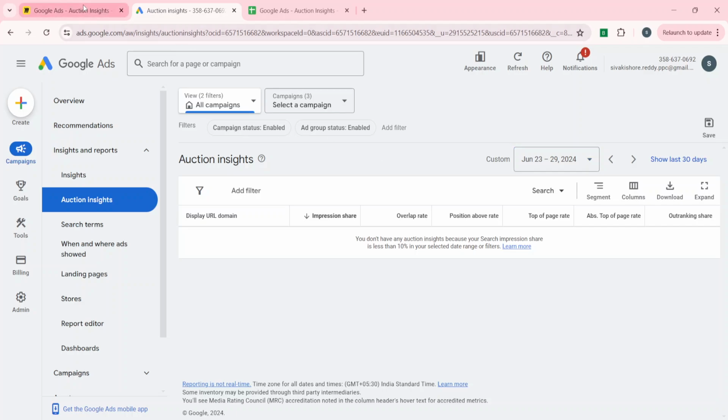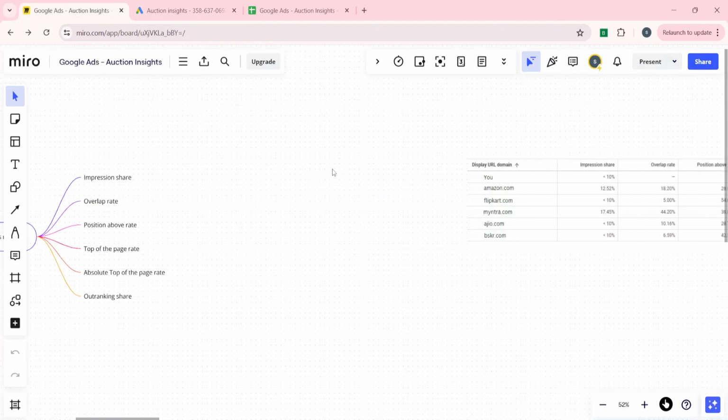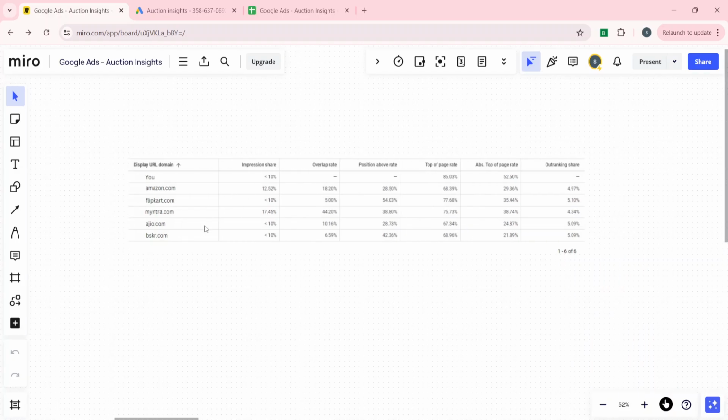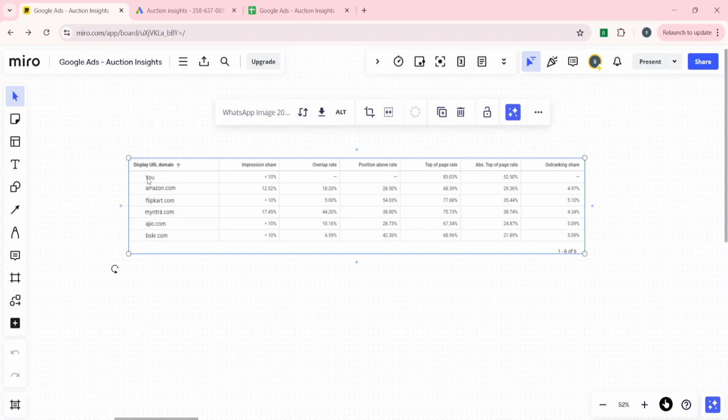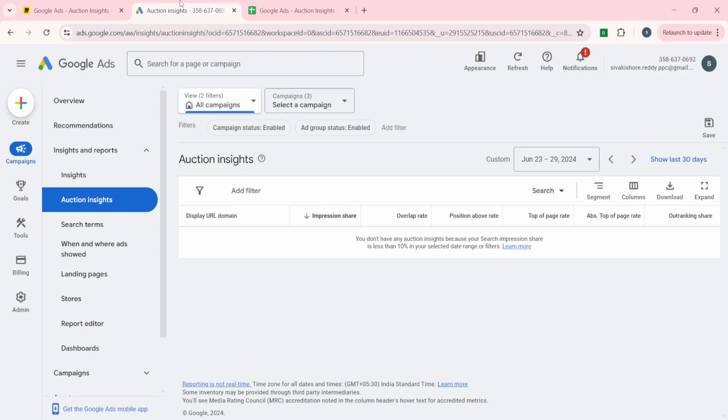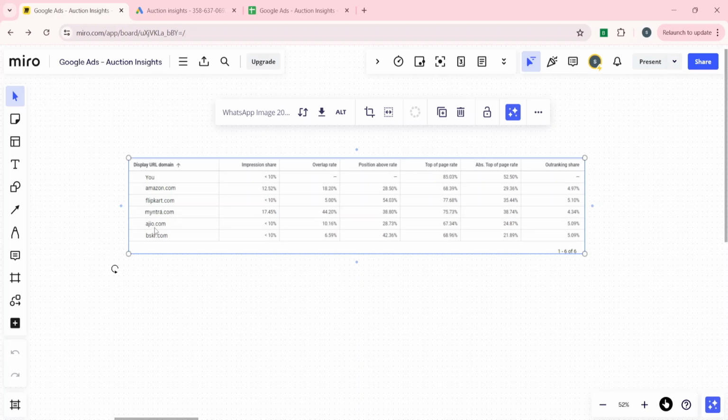Let's see how it will appear for accounts in real time. This is the auction insights data for one of my previous accounts. If you observe carefully in the display URL domain, "You" means it is your own account. The rest are the advertisers who are involved in the competition.